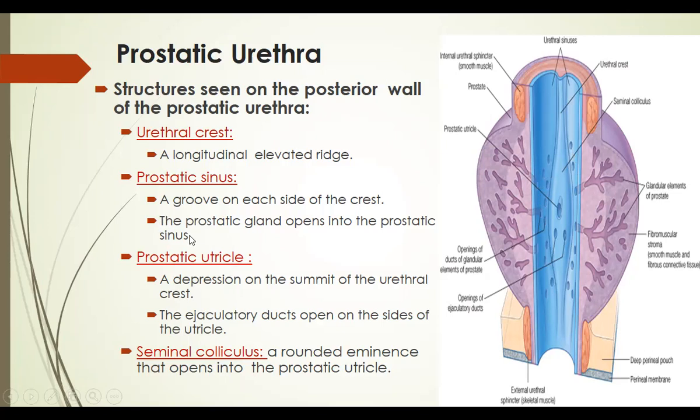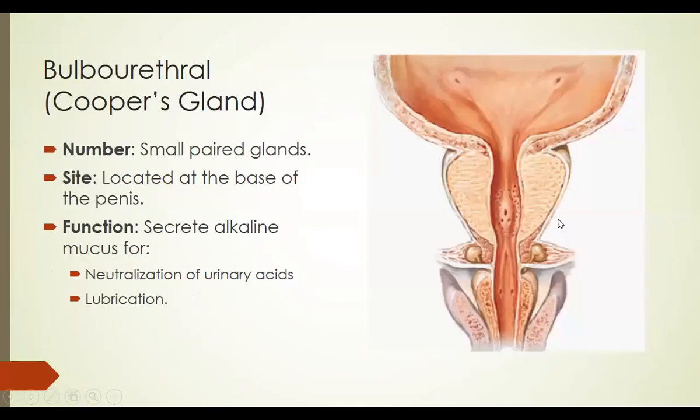Then we have the prostatic utricle. You can see here is the prostatic utricle, a depression on the summit of the urethral crest. The ejaculatory ducts open on the sides of this utricle. So beside the utricle, you can see these are the openings of the ejaculatory ducts. Then the seminal colliculus, a rounded eminence that contains the prostatic utricle. So this is the structure of the prostatic urethra.